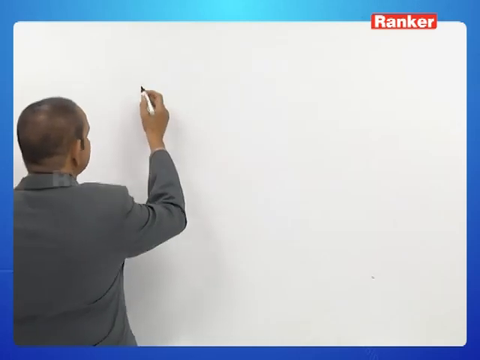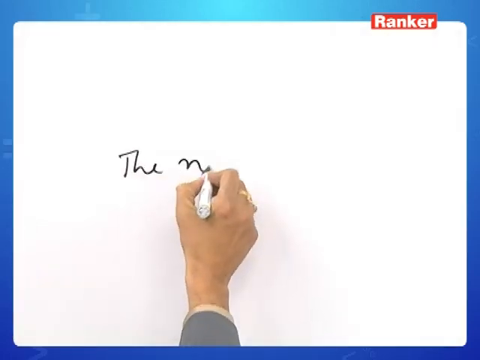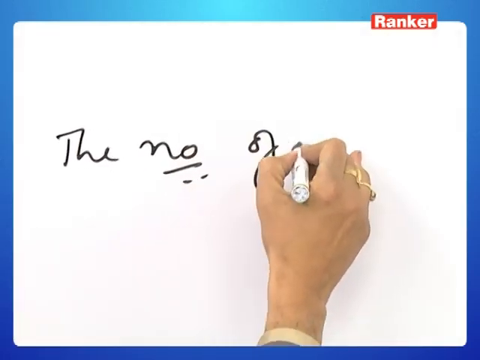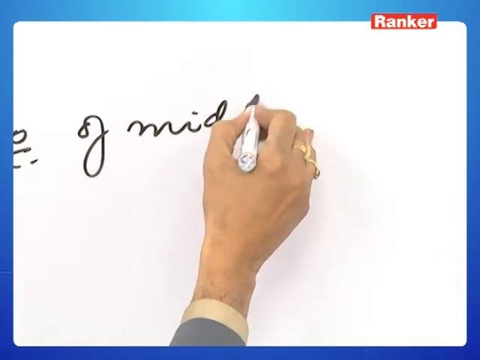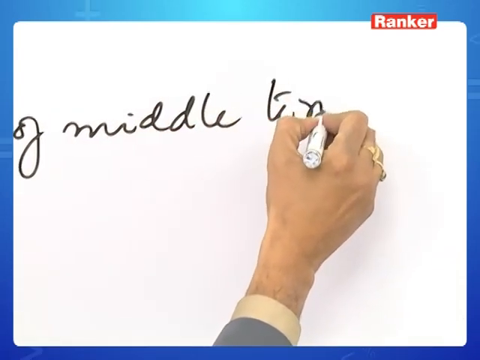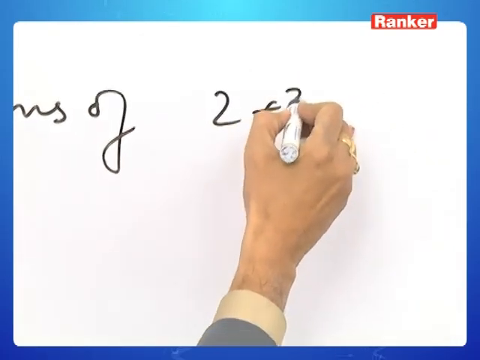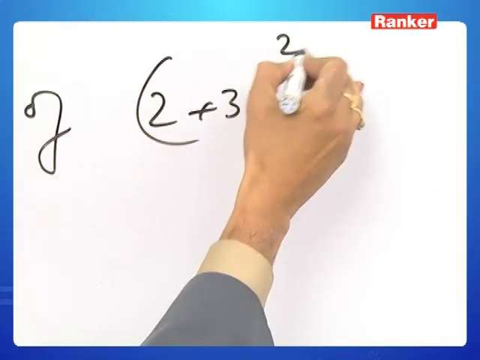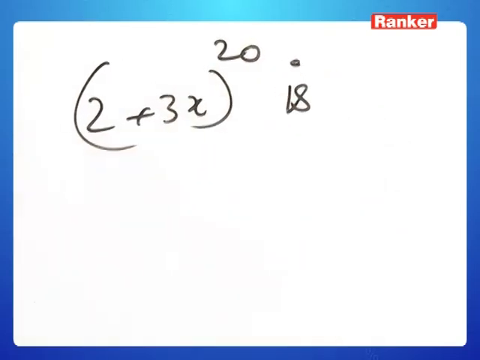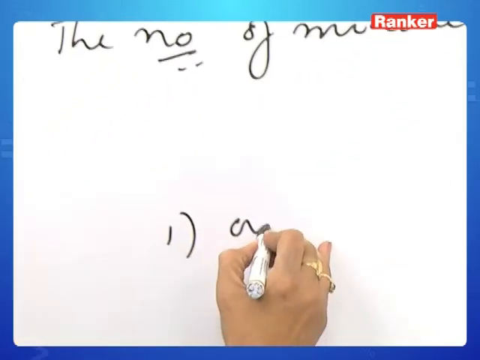Consider the expansion. The number of middle terms of 2 plus 3x whole to the power of 20 is, first option, only one.